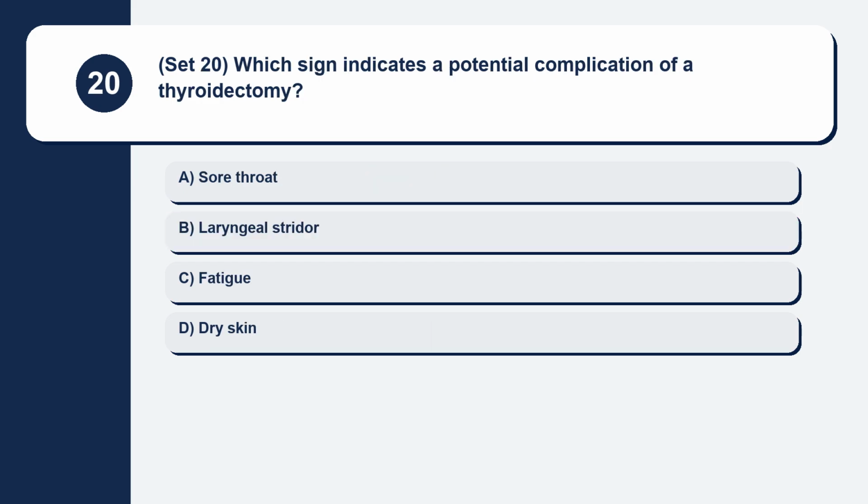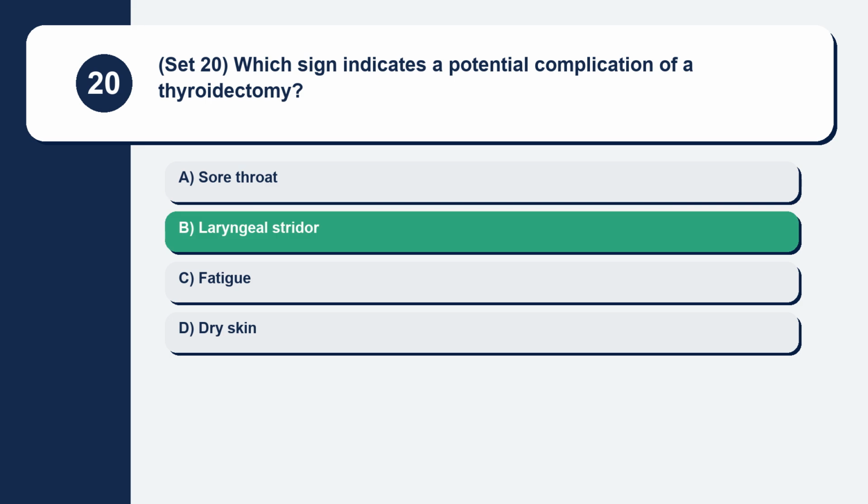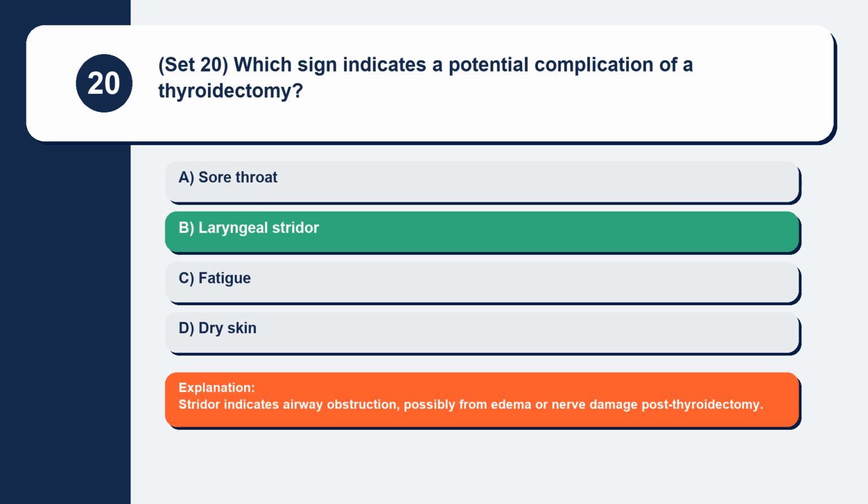Question 20. Set 20. Which sign indicates a potential complication of a thyroidectomy? Sore throat, laryngeal stridor, fatigue, dry skin. Stridor indicates airway obstruction, possibly from edema or nerve damage post-thyroidectomy.